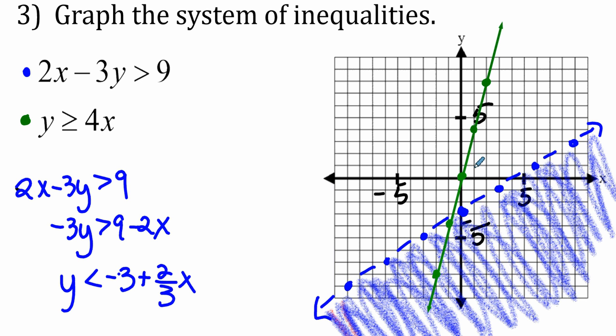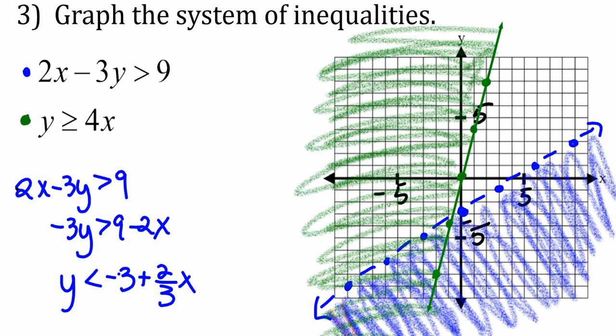If I do that, is 1 greater than or equal to 4 times 1, which is 4? Is 1 greater than or equal to 4? That is false. We're not going to shade on the side of the test point 1, 1. We're going to shade on the opposite side. So it's everything on the boundary line to the left.